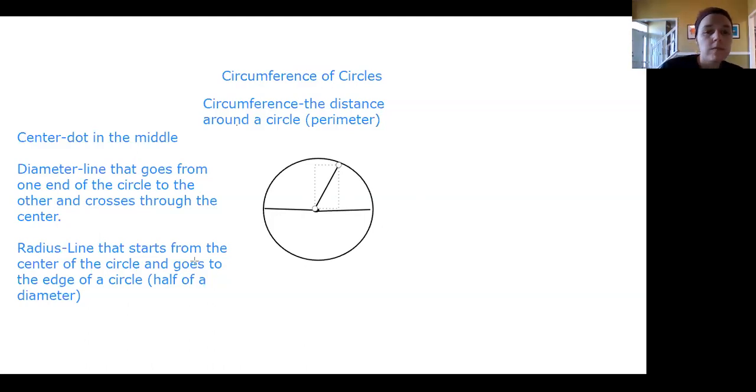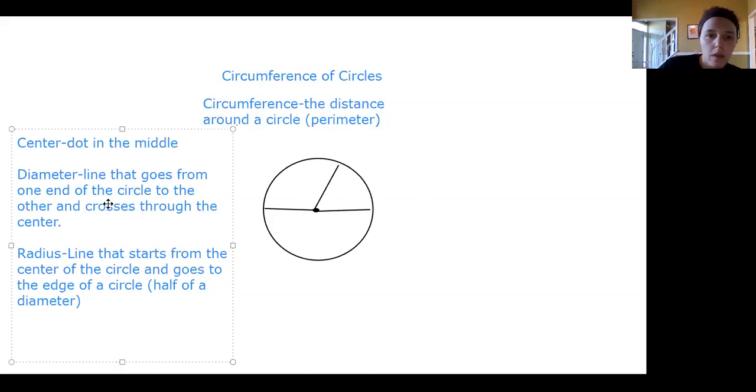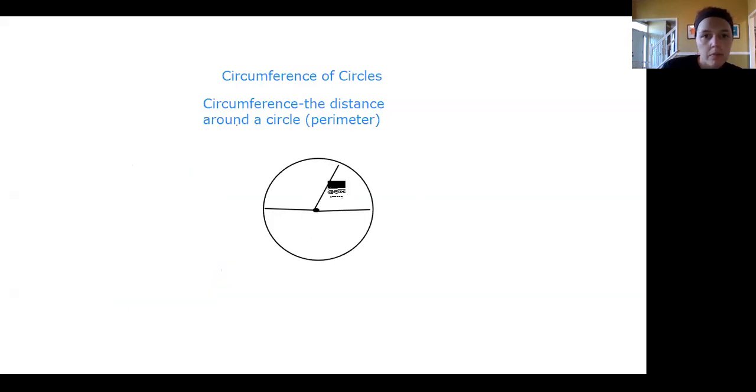Now that you know that, we need to find the circumference of your circle. To find the distance around your circle, you have two formulas. We're going to use the letter C for circumference.